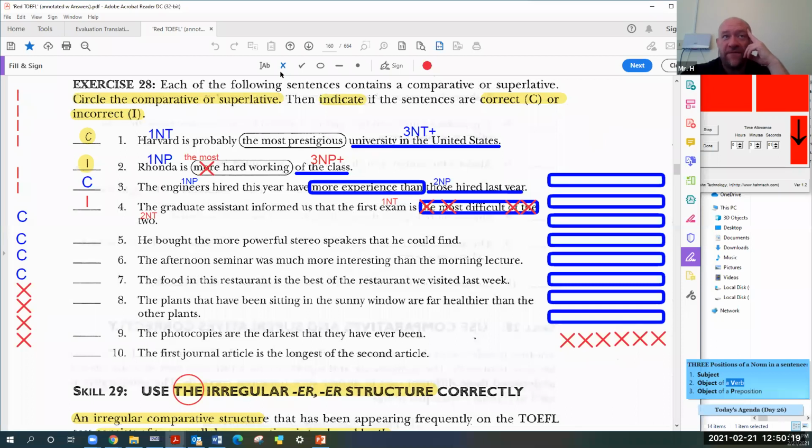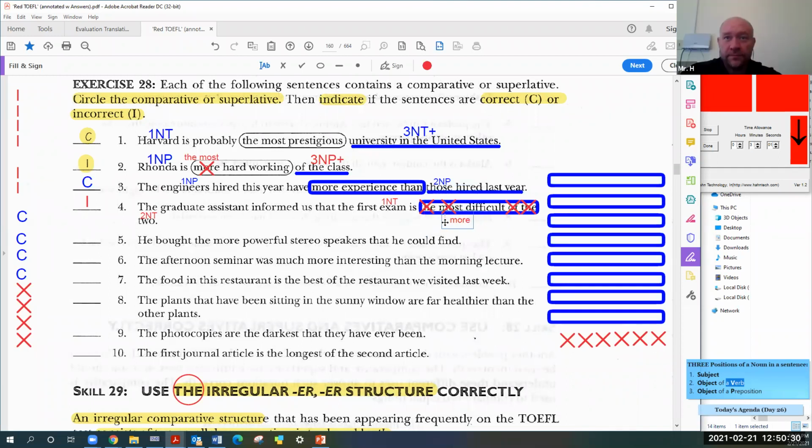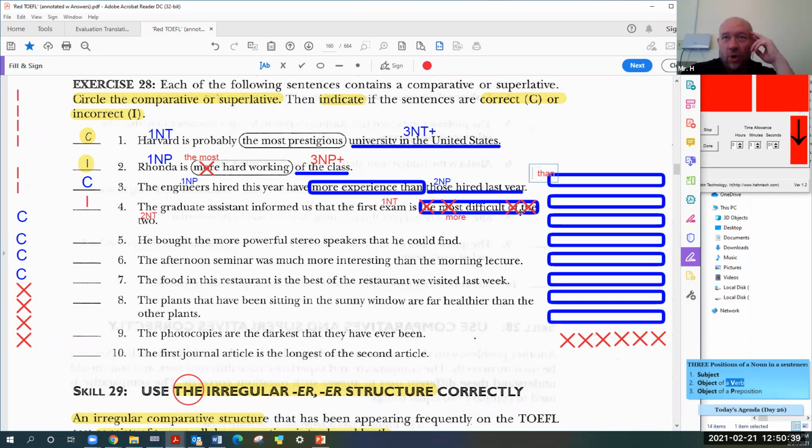So this is the wrong formula here. What should I do then? How do I fix it? Anybody? Is more difficult than. First I use more, right? Then what? Difficult, then than. More difficult than. Then can I say two? More difficult than two? Then the second. Yes. If I say the first exam, I should say the second.